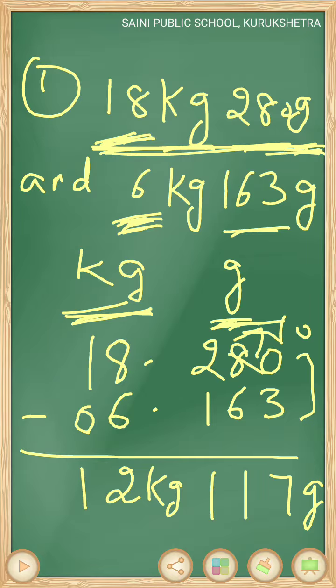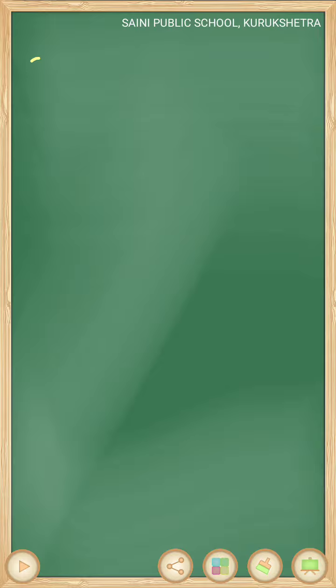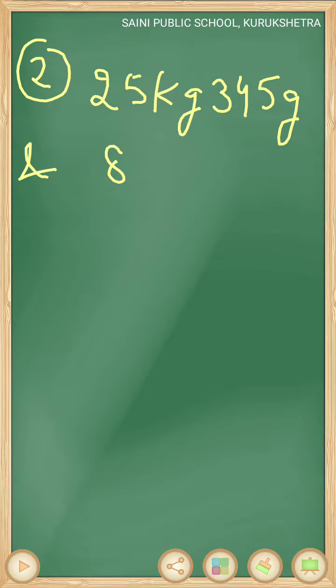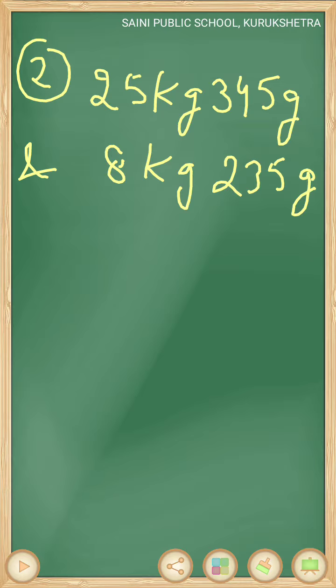Okay. Now let us discuss another problem. Second problem. First of all, we will solve some simple problems. Suppose we want to subtract 15 kilogram and 345 gram, and the second number is 8 kilogram and 235 gram. Now again, as we have done in the first example, first of all what will we do? We will observe which is the bigger number. Okay. So first of all we will write units kilogram and gram, and now compare which is the bigger number.